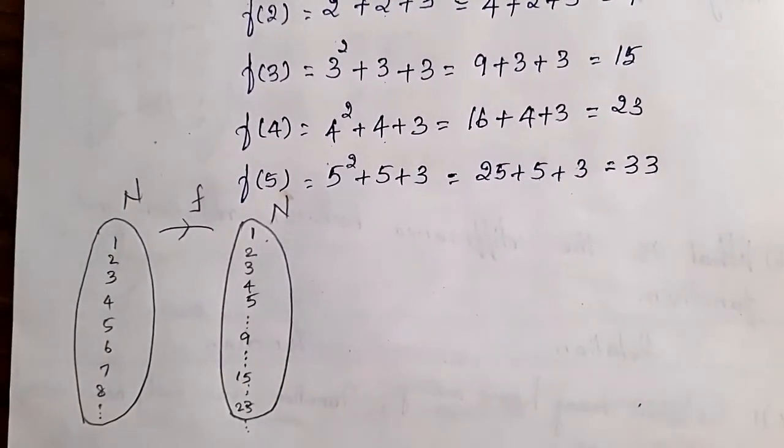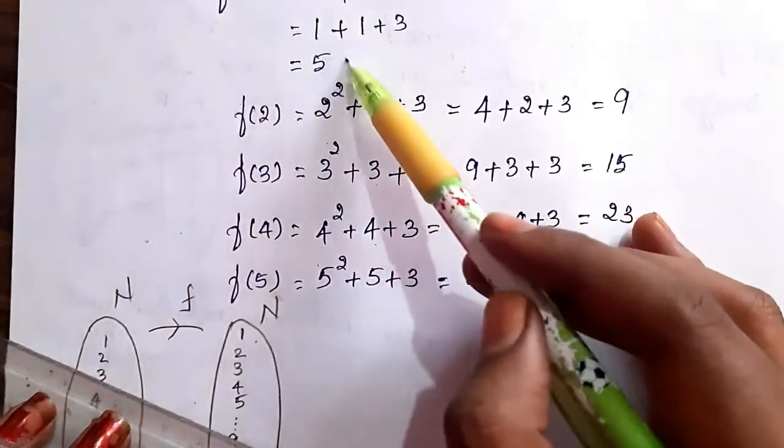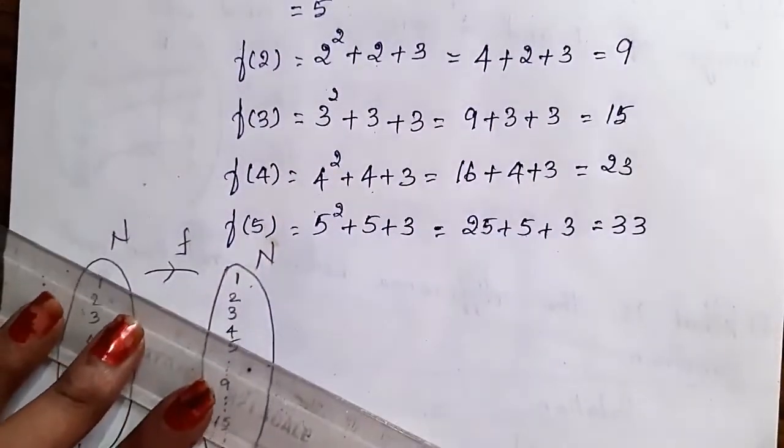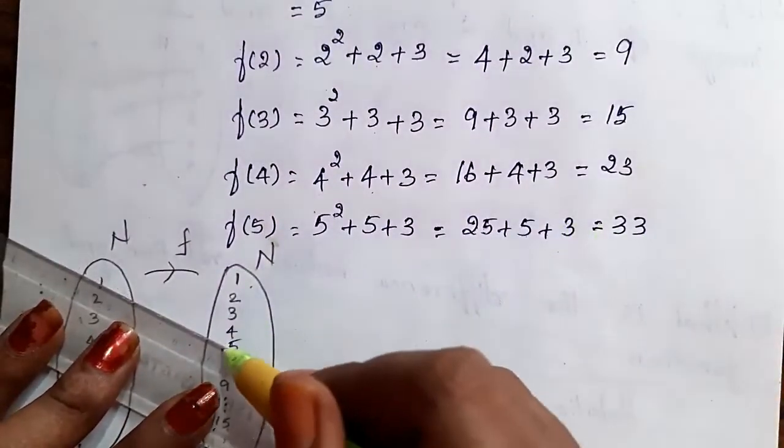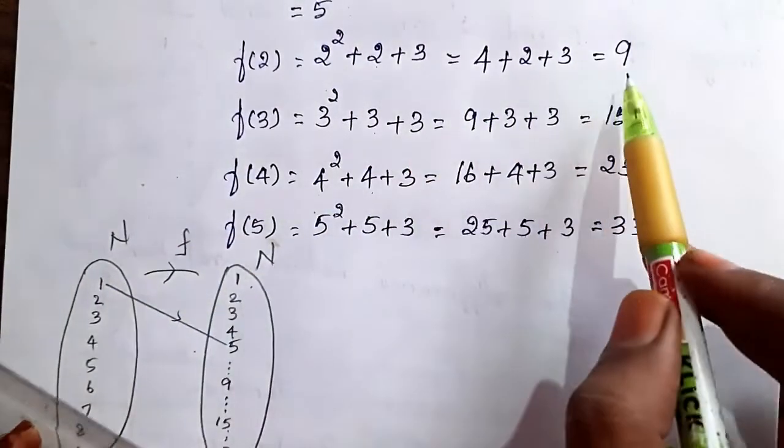Then draw straight lines to connect them. So our map will be 1 goes to 5. 2 goes to 9.